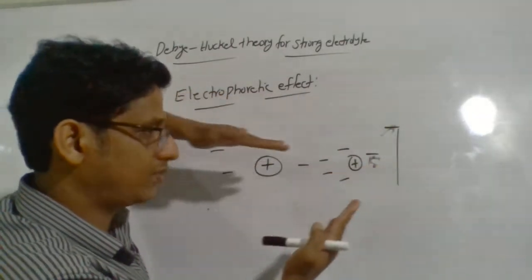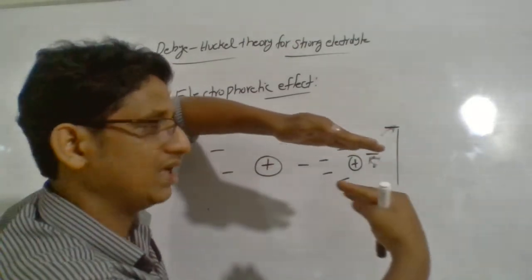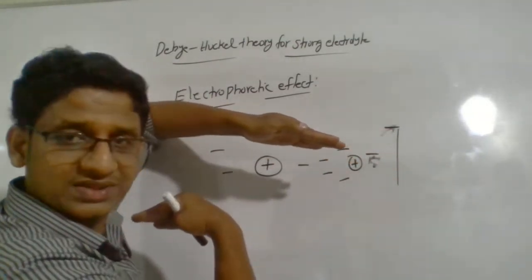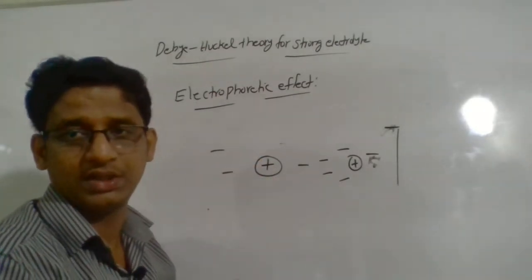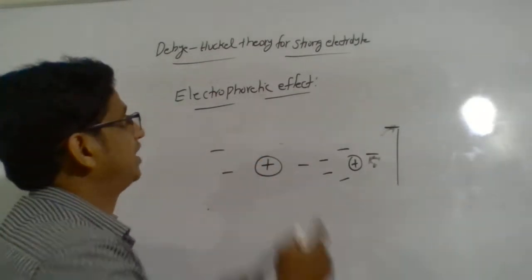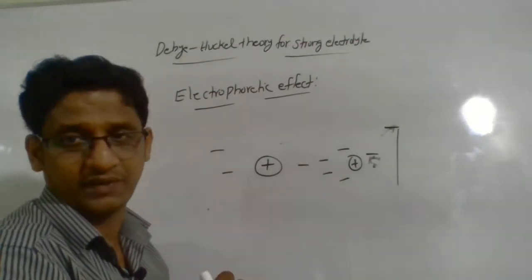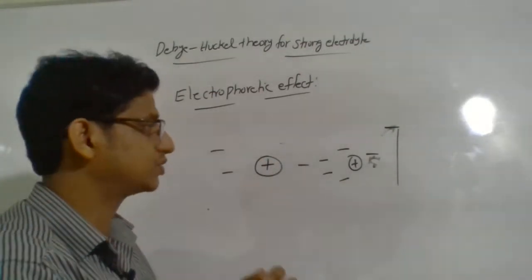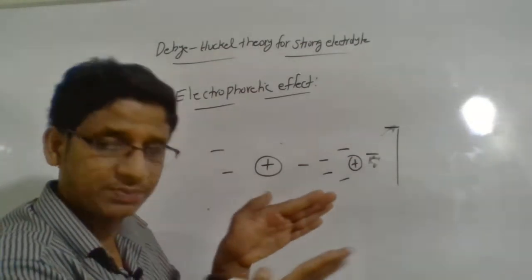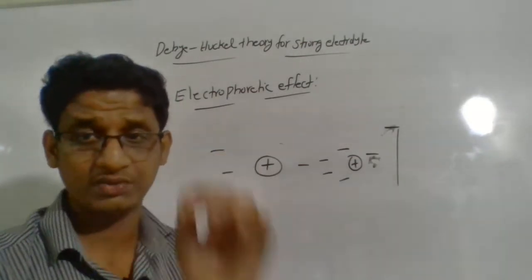But one particular ion moving in this direction and an oppositely charged ion moving in the opposite direction always retard the movement of that particular ion. That retarding movement we call the electrophoretic effect. It is the retarding motion of a particular ion due to the influence of an oppositely charged ion which is present in the solution. We are talking about aqueous solution.